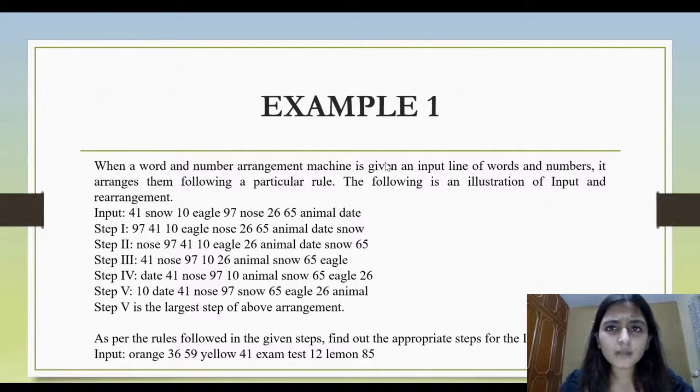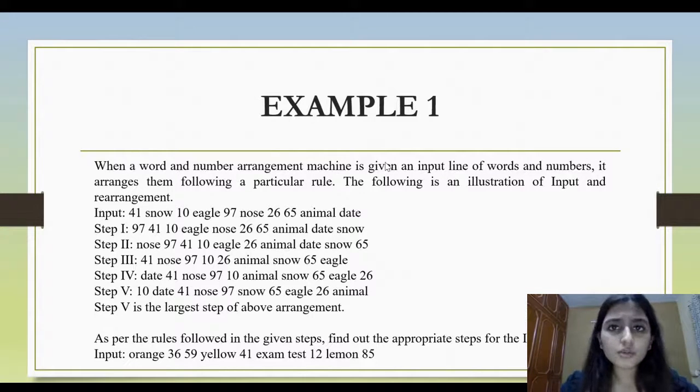So what are we essentially doing? We are essentially taking the next largest word and taking it to one side, and the next largest number and taking it to the other side, and we are doing this for all the following steps. With this, we come to a complete analysis of the input-output question which is given to us.